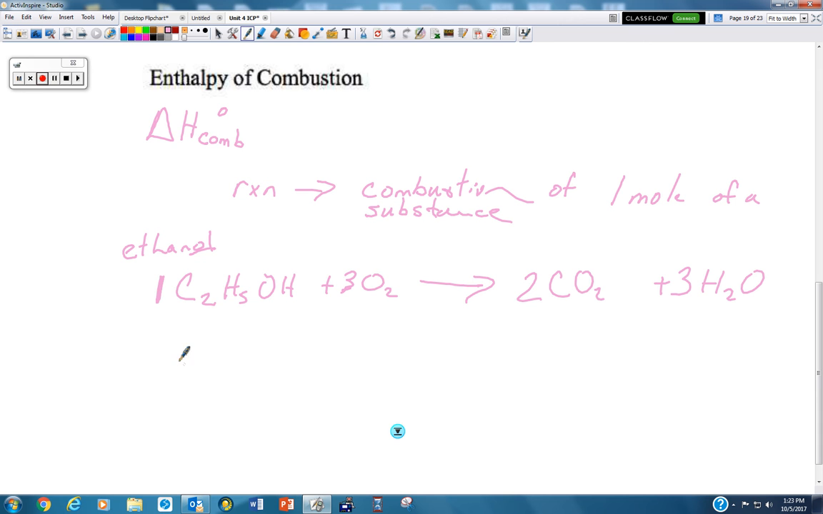So this is the combustion reaction for ethanol. Go ahead just to give yourself some practice because you'll be doing this in problems. I want a combustion reaction for propane. Propane is C3H8.